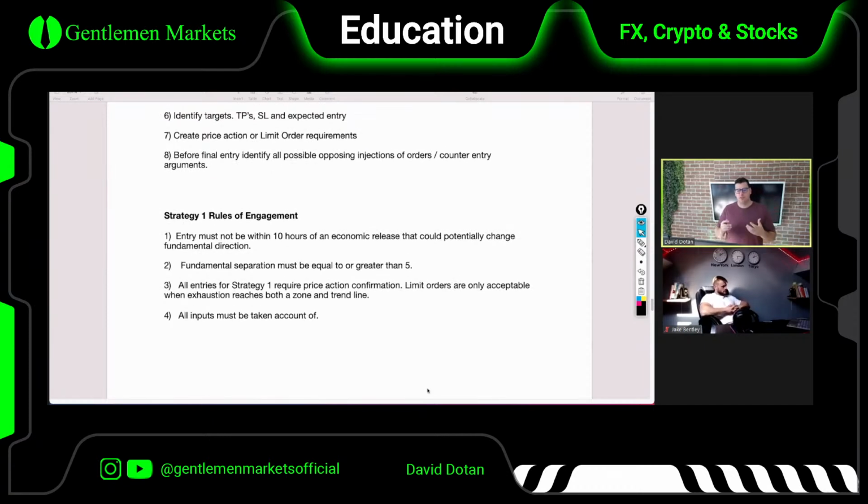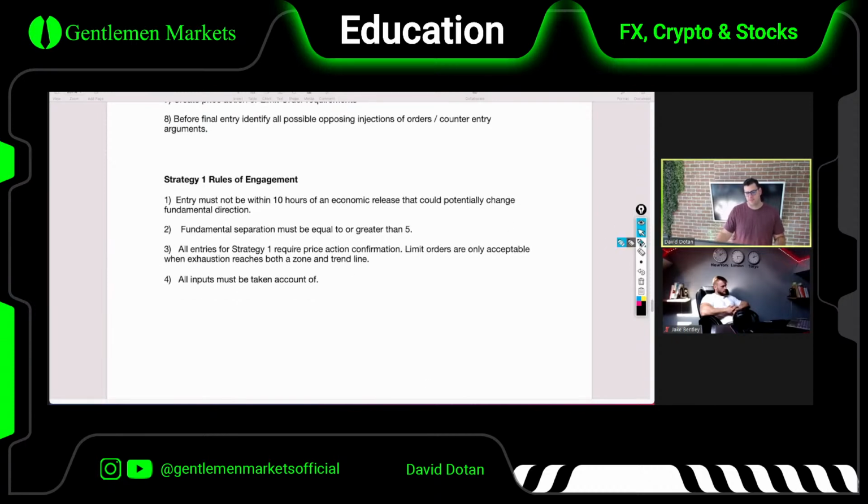Entry must not be within 10 hours of economic release. If you are in an entry already, we have to manage the SL. Number 2, fundamental separation must be greater than or equal to 5. So for example, we'll just use CAD USD as an example. If CAD is a +6, USD is a +1, is that a separation of 5? Yes, right? Okay, 6 minus 1 equals 5.